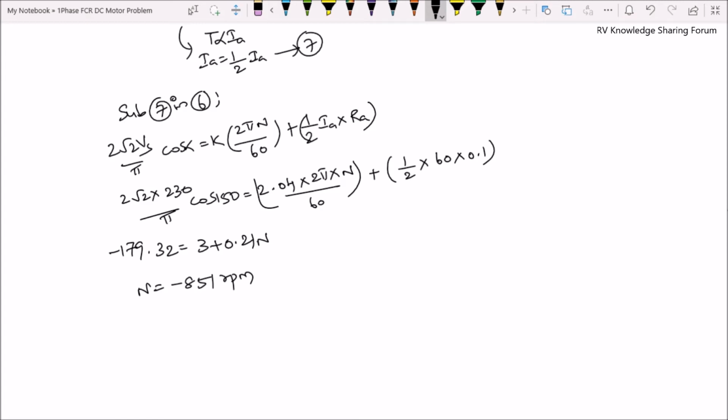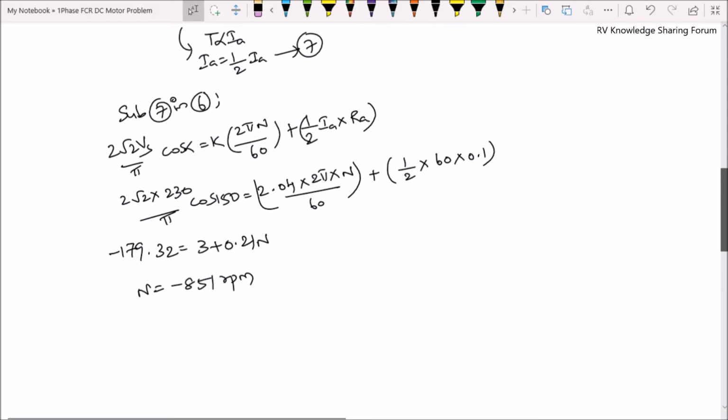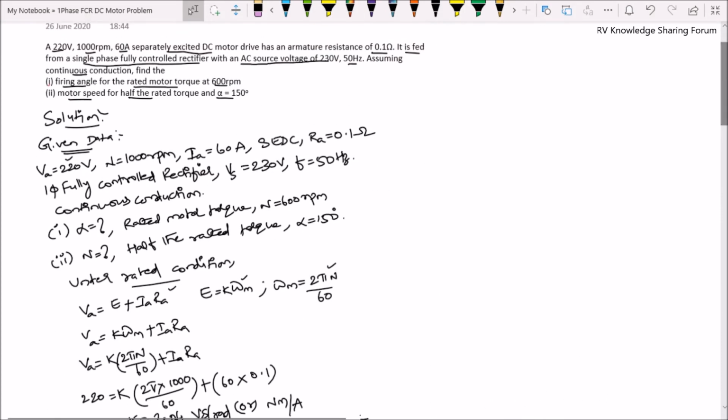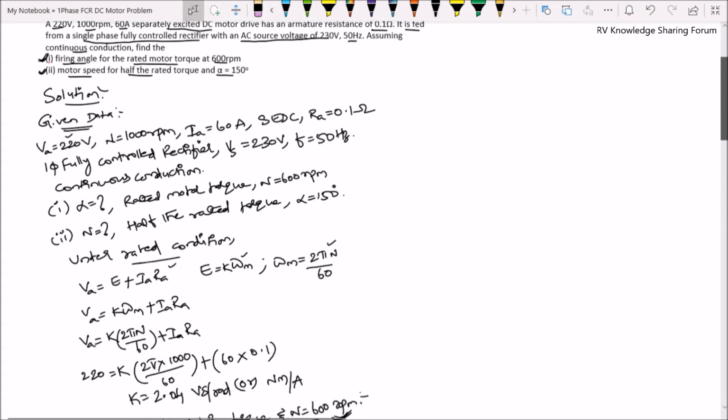Okay, so this is what we have to find. So we have found the firing angle alpha and we have found the motor speed. This is how we have to solve the problem for a single phase fully controlled rectifier. Now let us move on to the next problem.